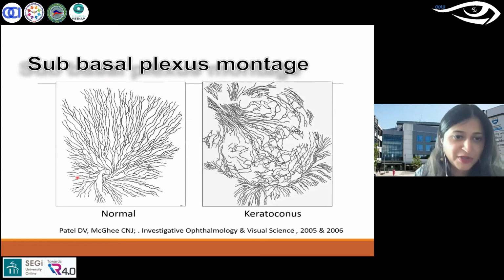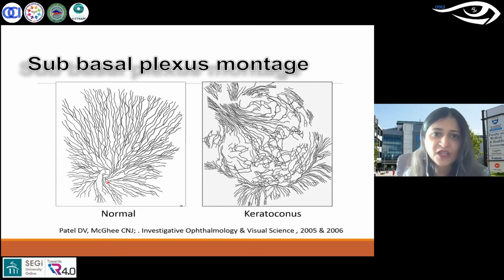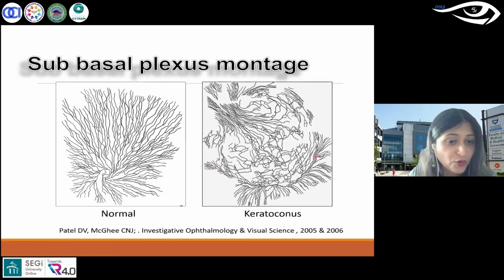This is one of my favorites, from one of my colleagues. The central nerves are parallel, and then you have the inferior central vortex region where all the nerves come together. In keratoconus, as you can see, if you look at the central cornea, it's extremely tortuous, and it's almost forming this pattern at the base of the cone, at the base of the keratoconus.